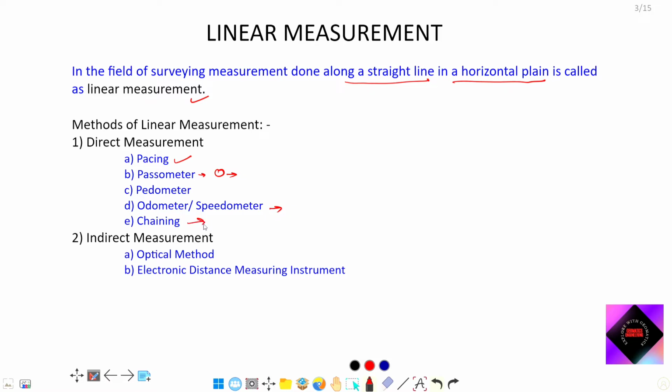Then chaining is mostly used in surveying. Chaining with the help of a chain or tape is mostly used in surveying for linear measurement. This is not in the GATE Geomatics Engineering syllabus, but it comes in the civil engineering syllabus.